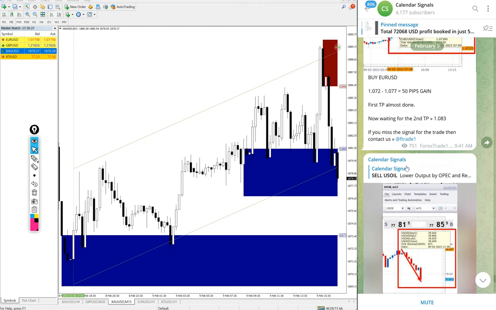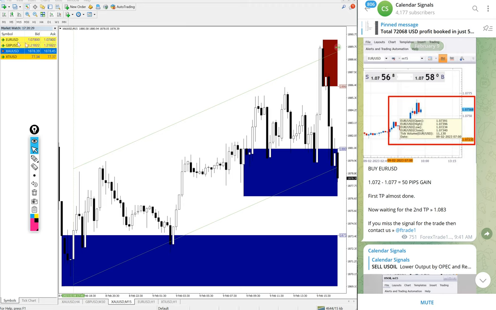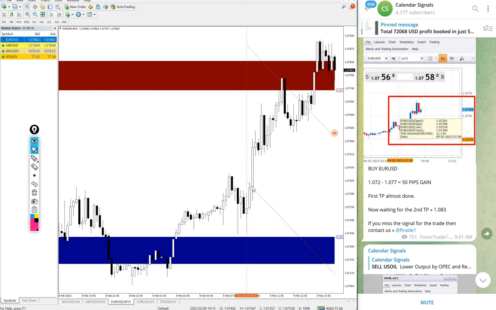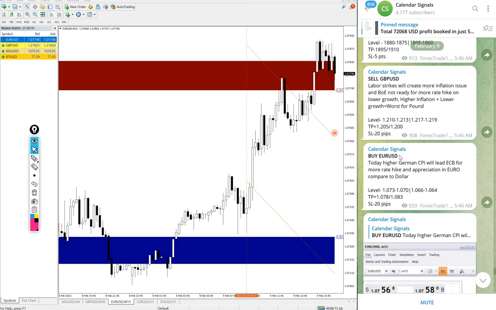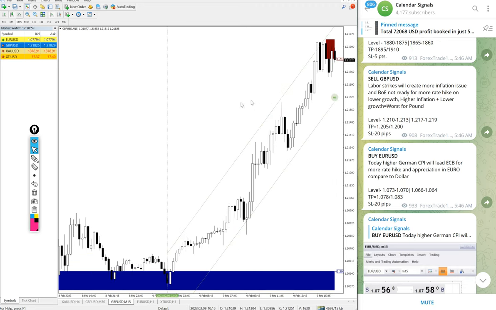Then EURUSD buy signal we gave. Here is the EURUSD chart. Entry at 1.072 and high traded 1.078, 60 pips gain on buy EURUSD. Then GBPUSD sell we gave, that's yet to perform.